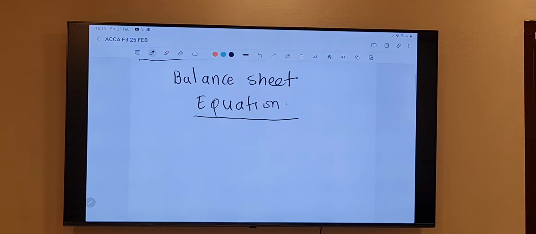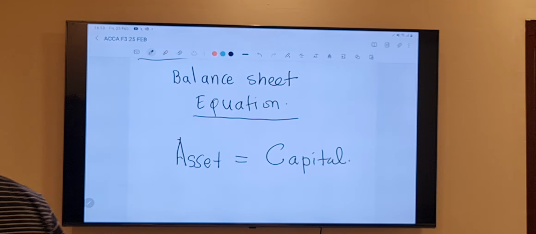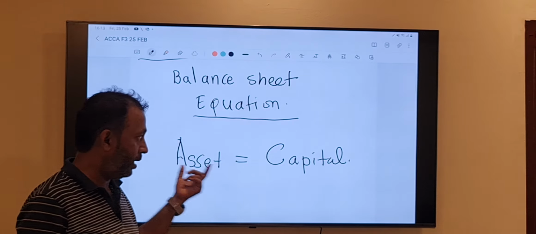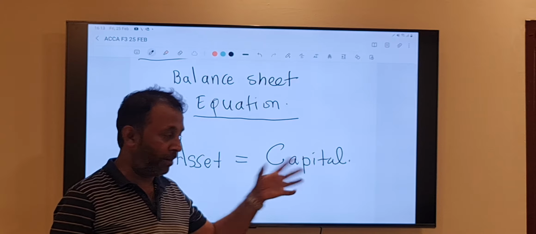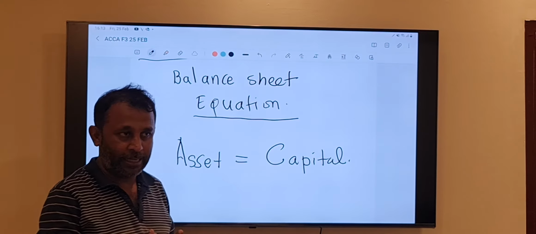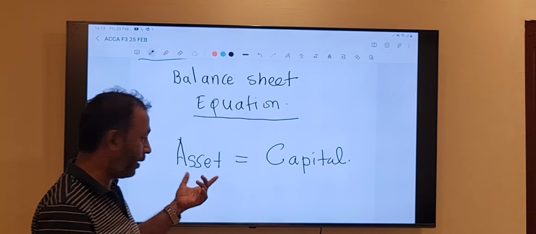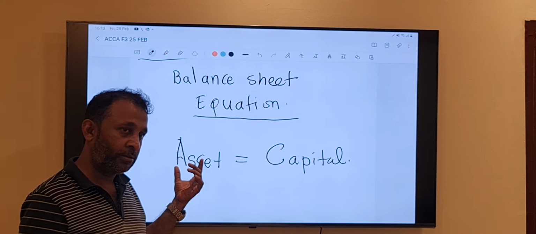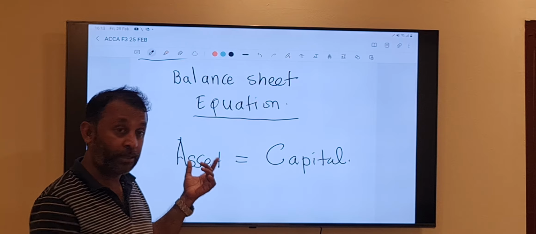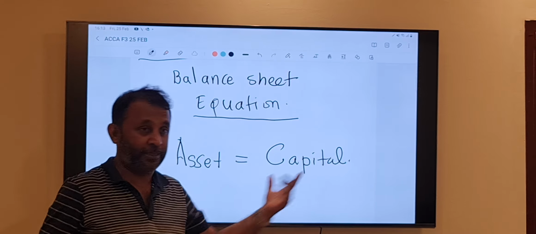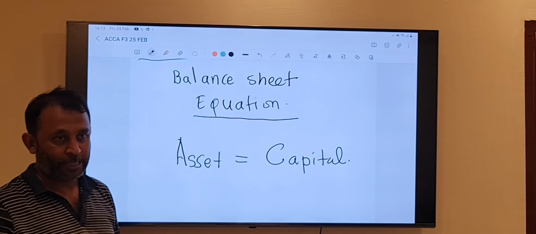So the first balance sheet equation I will write here: asset is equal to capital. Now the question is, have all of you understood the meaning of this word and the meaning of this word? That's what I currently want all of you to understand. Now what about you? You understood what is asset? Assets, right? And others, you okay? And what about capital? Capital is owner's money, right?